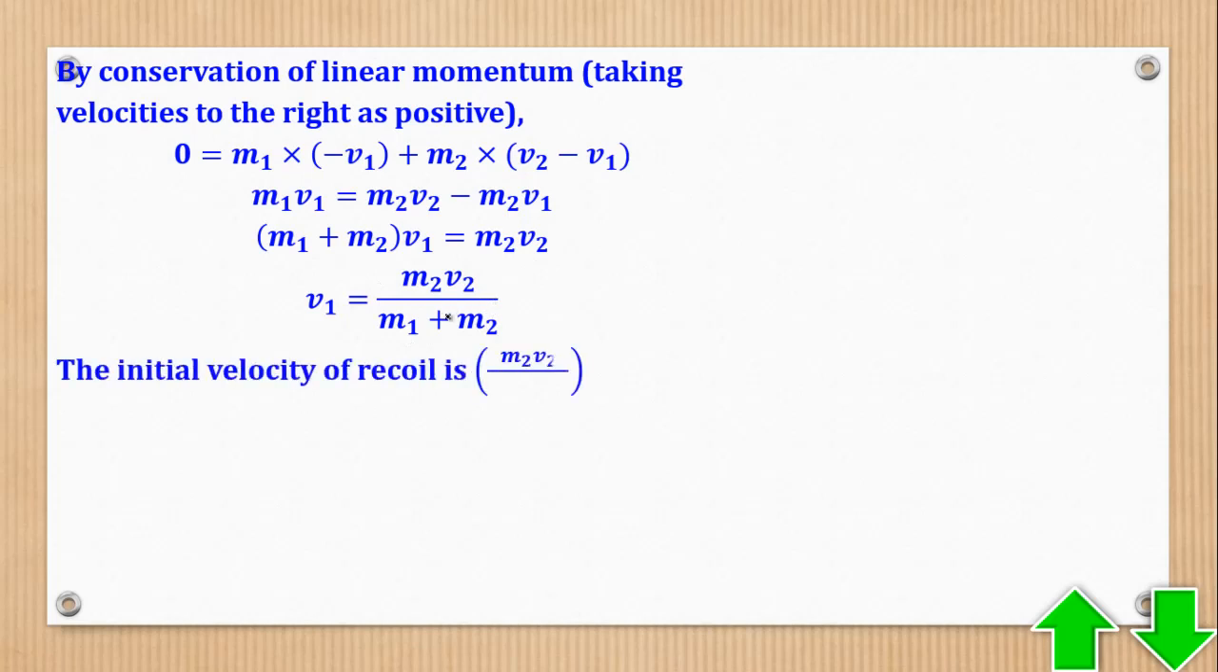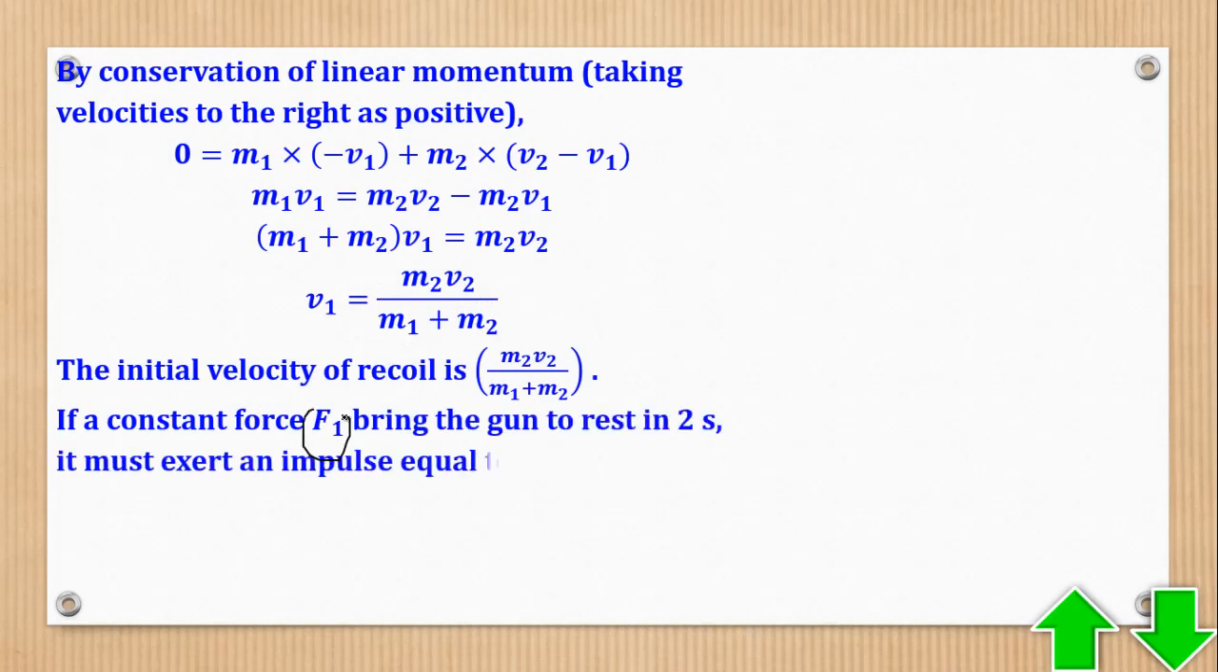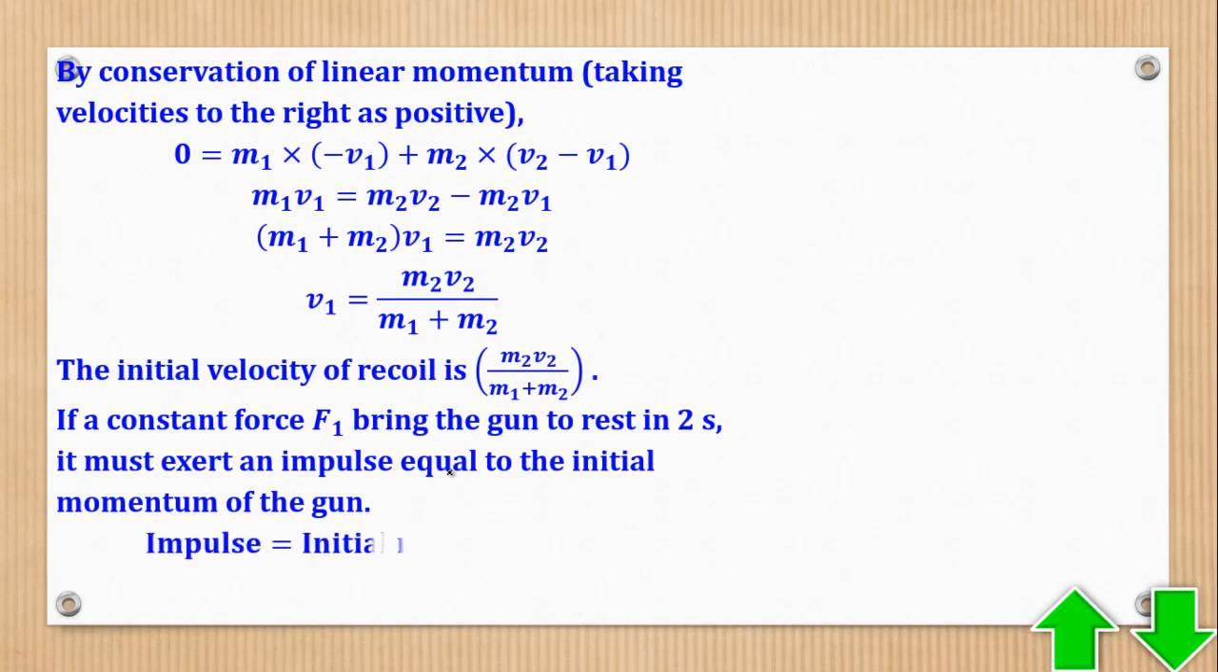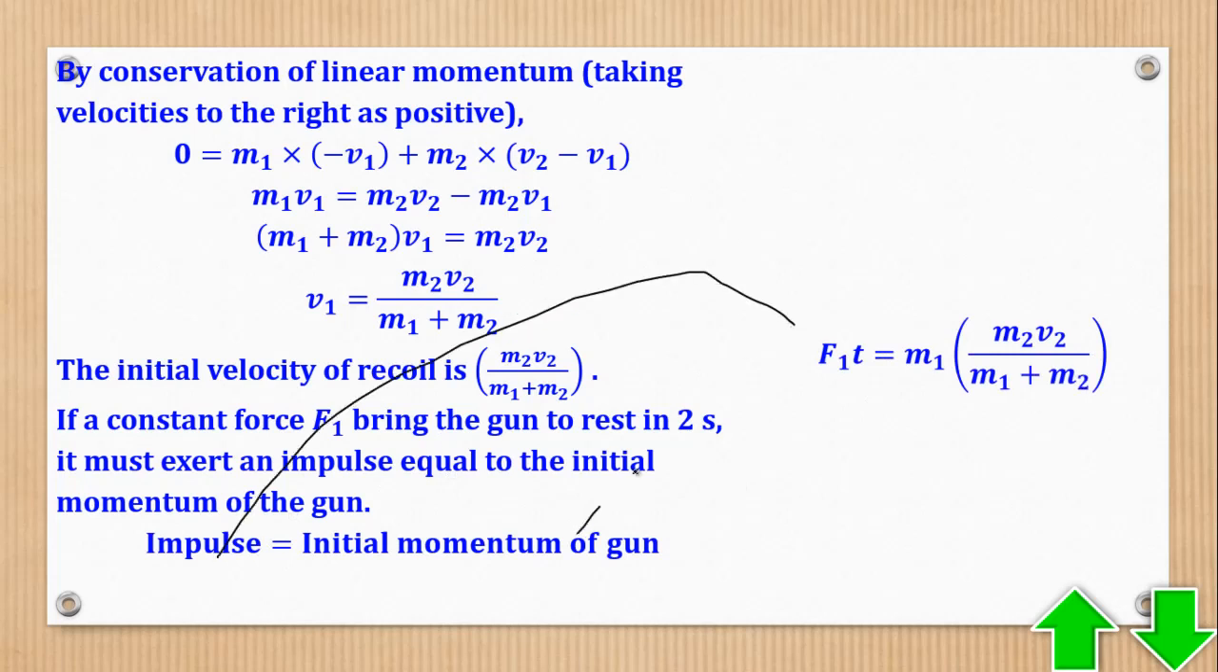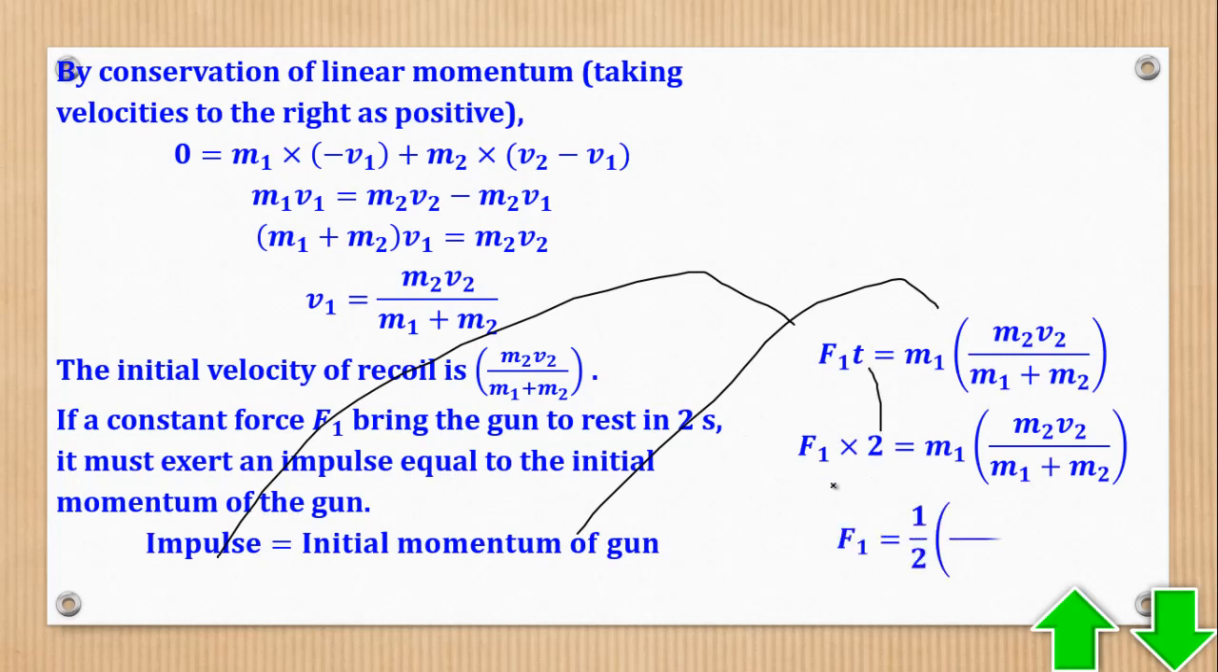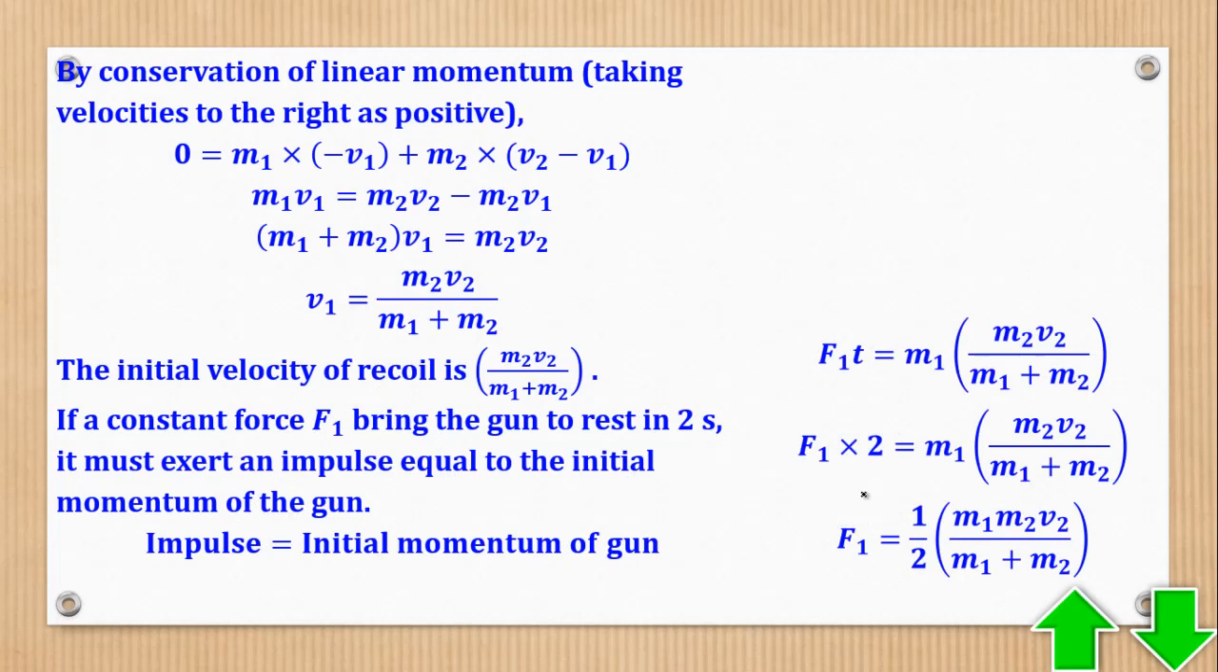But they said they want also the force. So if a constant force F1 brings the gun to rest in 2 seconds, it must exert an impulse equal to the initial momentum of the gun. So impulse is equal to initial momentum of the gun. Impulse is this, initial momentum is that, which gives you, substitute for time, and you'll be able to get the value of F. That also is Roman 1.